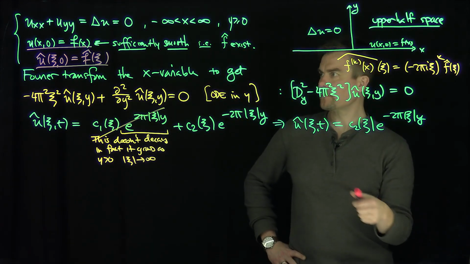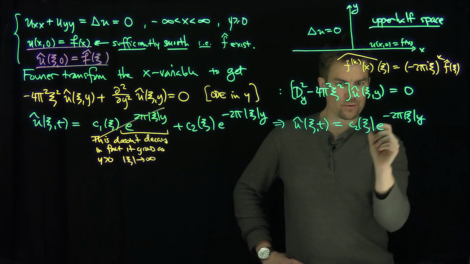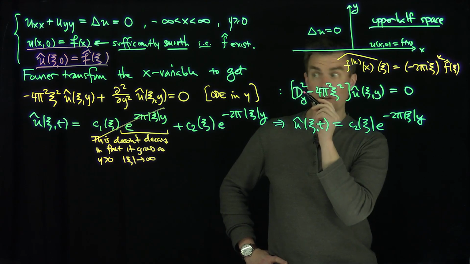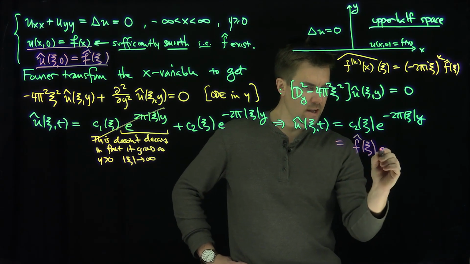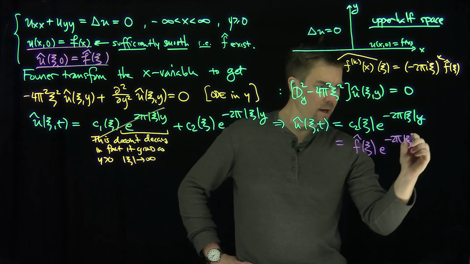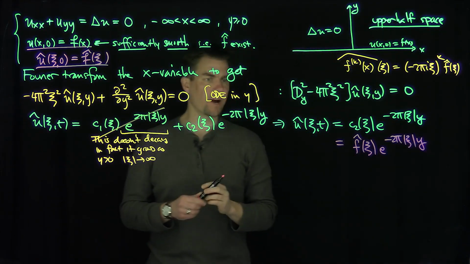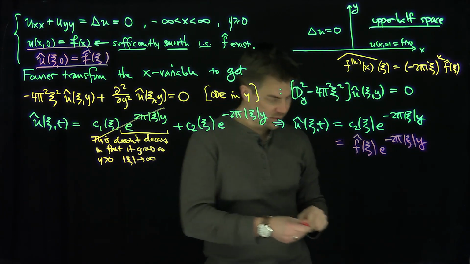And so if I plug in y equals 0, this formula turns into a 1. So I see that this c2 has to really be f hat of xi. So this is going to be f hat of xi e to the minus 2 pi modulus xi times y. And so if I want to find my solution, I'm going to have to use the following fact about a product of two functions.